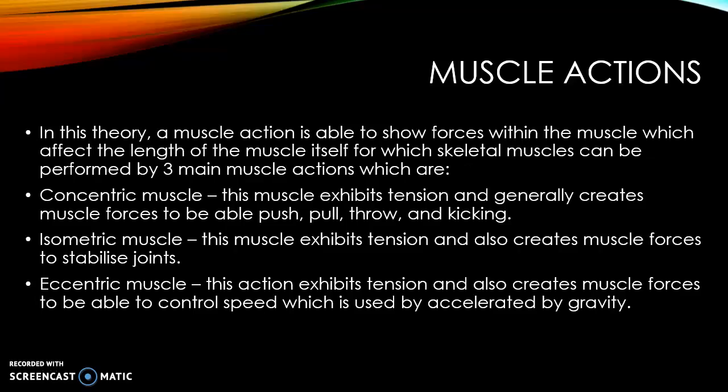I'm going to talk about muscle actions now. Muscle action shows forces within the muscle which affect the length of the muscle itself, for which skeletal muscles can perform 3 main muscle actions. Concentric muscle action exhibits tension and generally creates muscle forces to push, pull, throw, and kick. The isometric muscle action exhibits tension and creates muscle forces to stabilise joints. And lastly, the eccentric muscle action exhibits tension and creates muscle forces to control speed, which is used against acceleration by gravity.